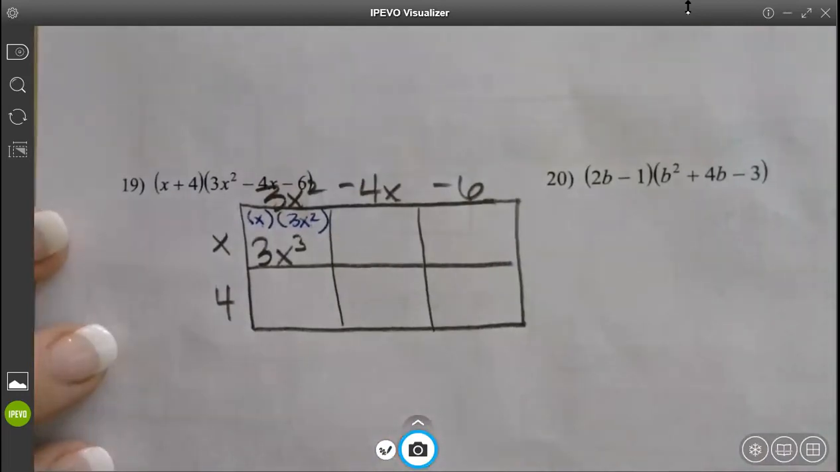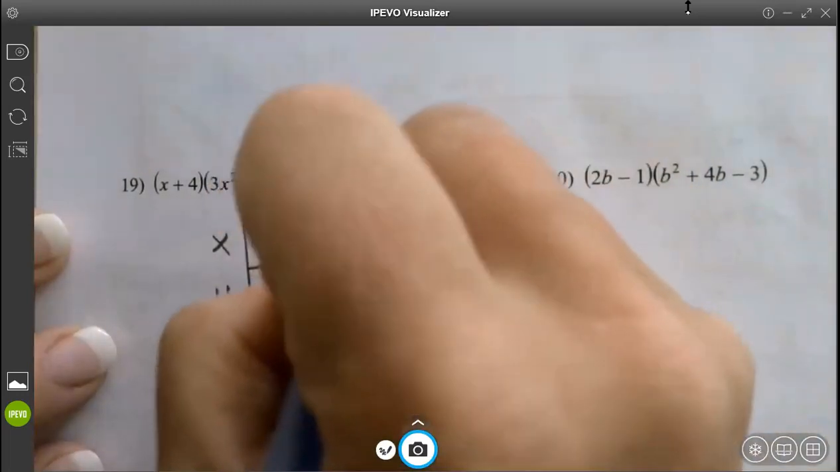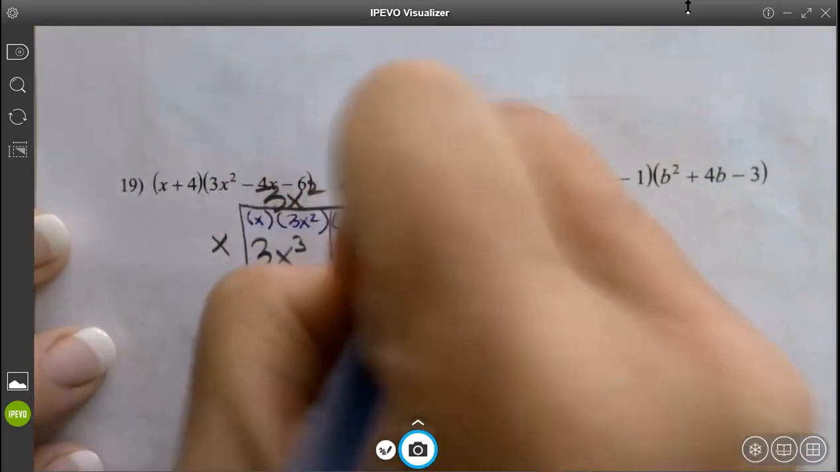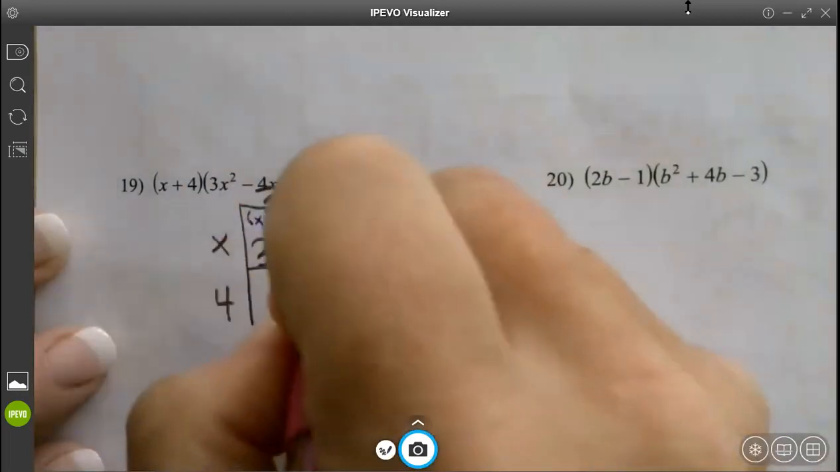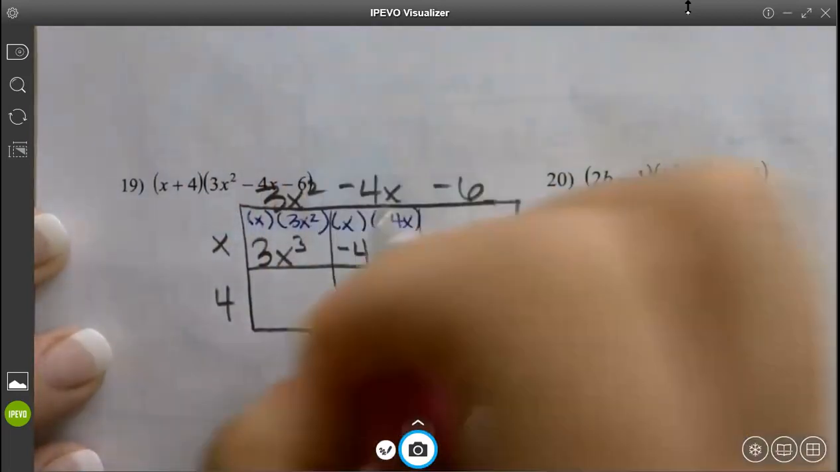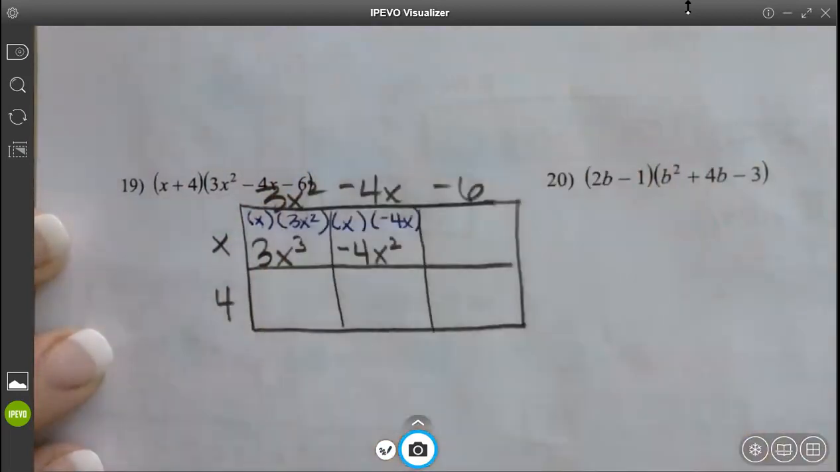All right, in the next box, I have an x and a negative 4x. The only number I have is negative 4. How many total x's do I have? So it'll be x squared.